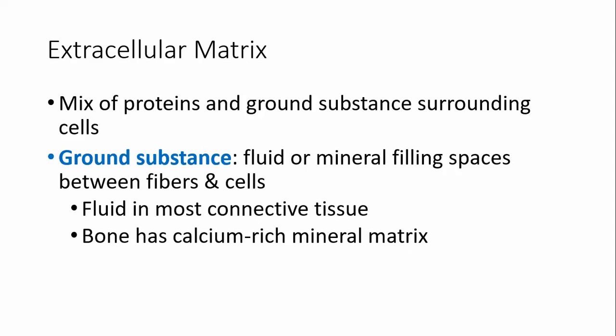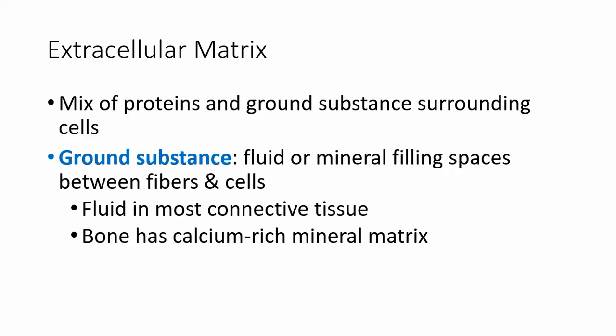So, the second component of connective tissue is extracellular matrix. It's a mix of protein fibers, which we'll discuss in a moment, and ground substance that surrounds all of the cells in connective tissue. Ground substance is a fluid or a mineral, something filling the spaces between the protein fibers and cells. Now, in a lot of connective tissues, the cells and the protein fibers can be scattered. They can be widely spread apart, unlike epithelial tissue where everything is very tightly packed together. And in other connective tissues, you might have everything very tightly packed together and very little ground substance. It just depends on the tissue you're looking at.